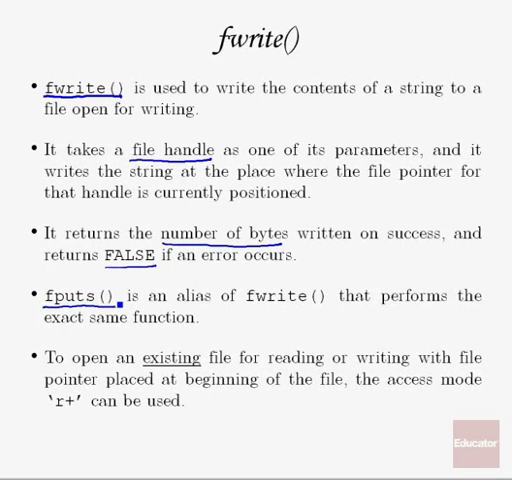We have a slide where we're going to talk about the access modes, but just to get us started with using fwrite, to open an existing file for reading or writing, we use the r plus access mode specifier. What that's going to do is allow us to open a file for reading and writing, which is what the plus sign comes from, and it's going to place the file pointer at the beginning of the file.